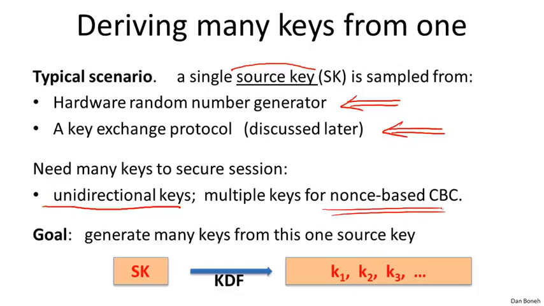And so the question is, how do we use the one source key that we just derived, either from a hardware process or by key exchange, and generate a bunch of keys from it that we can then use to secure our session? The way that's done is using a mechanism called a Key Derivation Function, KDF, and I want to talk a little bit about how KDFs are constructed.